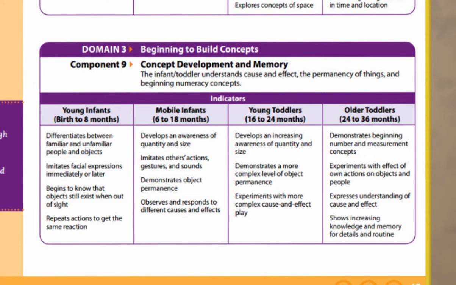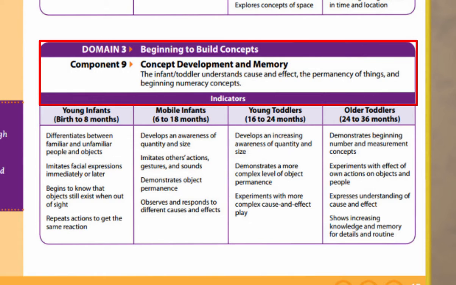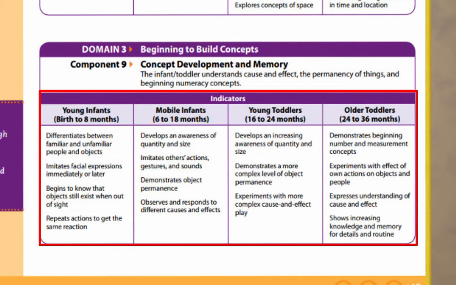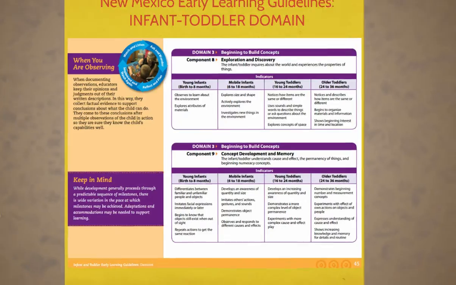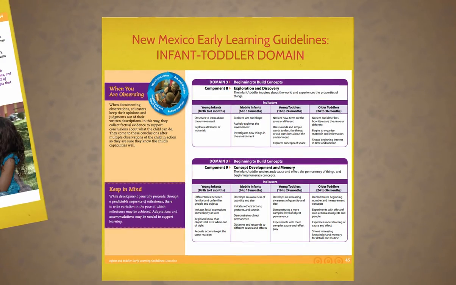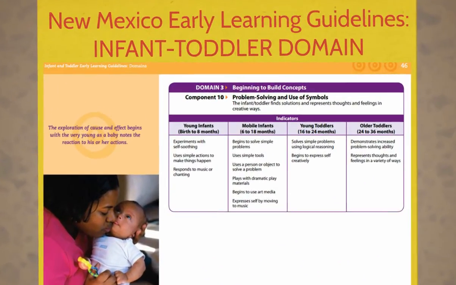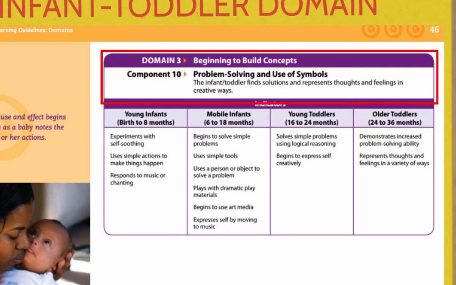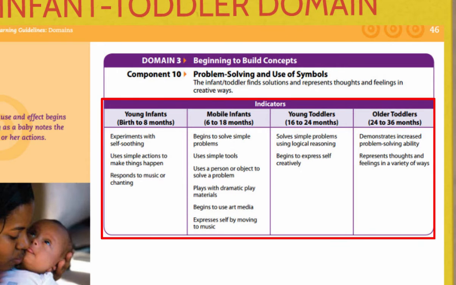Domain 3, Component 9 is concept development and memory. The infant or toddler understands cause and effect, the permanence of things, and beginning numeracy concepts. Below are the indicators separated by age spans. On the next page is Component 10 from Domain 3, problem solving and use of symbols. The infant or toddler finds solutions and represents thoughts and feelings in creative ways. Again, the indicators by age span are below.